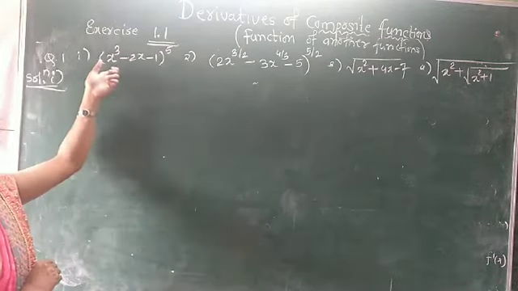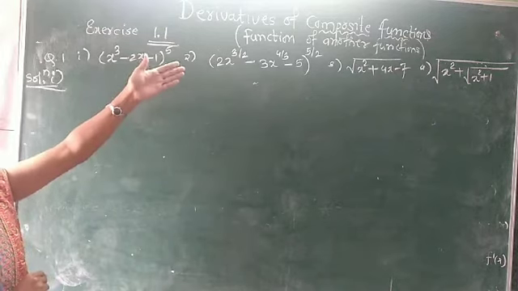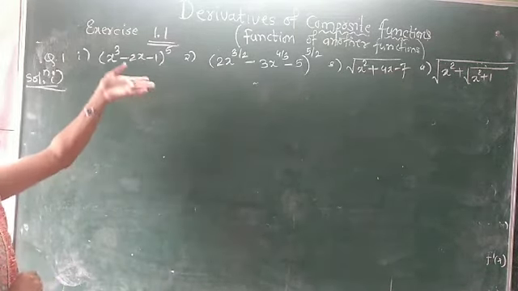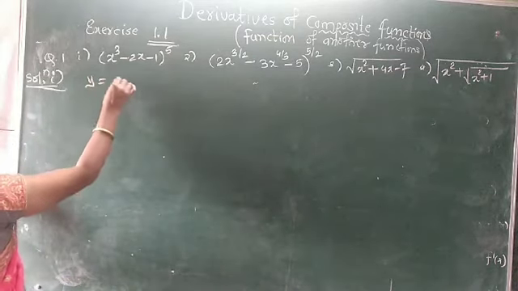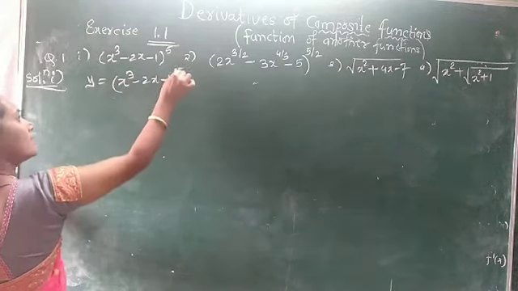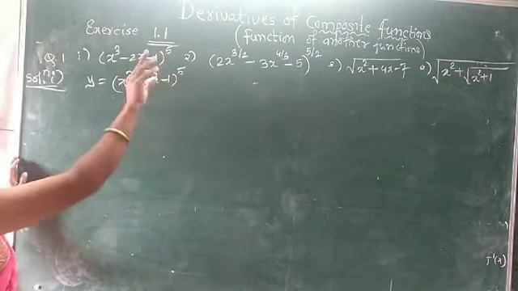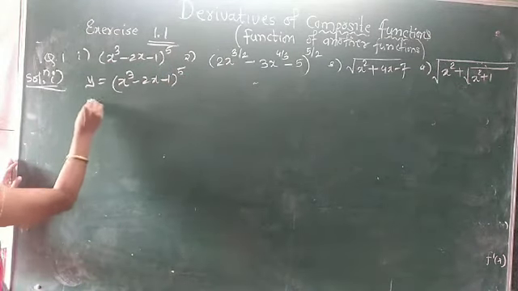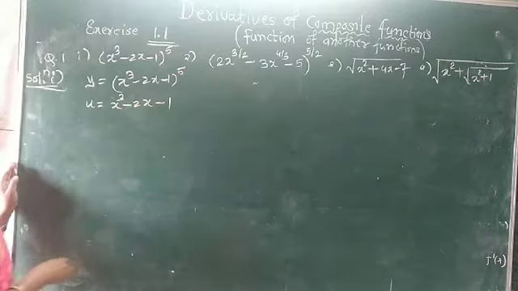The first example we solved by two methods. The first one is by chain rule, or it is called the composite function theorem. In the second method we solve this example directly. What is given? x cube minus 2x minus 1, raised to 5. First try to solve by chain rule. First consider u is equal to x cube minus 2x minus 1.